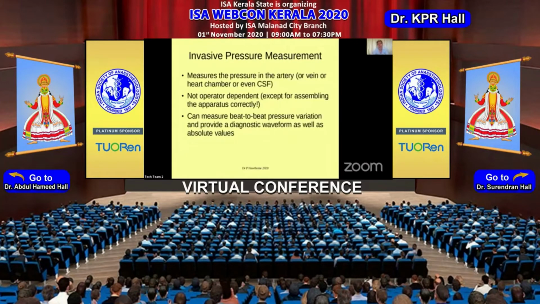All right. We're really more interested today in invasive pressure measurement and how that is done. So this technique measures the pressure in the artery directly, or in the vein, or a heart chamber, or CSF, or indeed anywhere within the body that we have a liquid under pressure. It's not as operator dependent as the non-invasive systems, except that you have to be able to insert a cannula or insert a catheter. And its big advantage is that it can measure beat-to-beat pressure variation and provide a diagnostic waveform as well as absolute values.